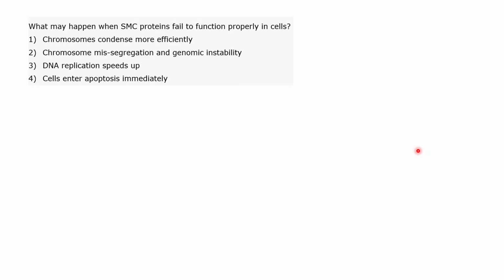So coming on to the next question. What may happen when SMC protein or structural maintenance of chromosome protein fails to function properly in cells? Condense chromosome contents more efficiently, chromosome missegregation and genome instability happens, the DNA replication speeds up, or cell enters apoptosis immediately. Which may be the answer? Okay, I'm getting option number 2. Any other option?